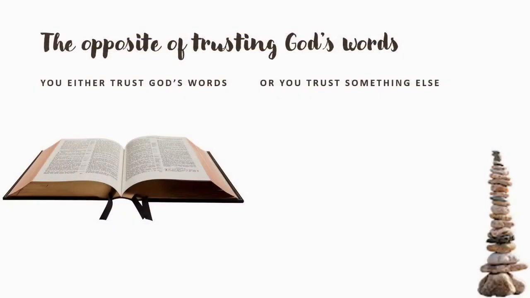All right, so let's move on then to the opposite of trusting in God's word. You either trust God's word, or you trust something else. No one trusts nothing. Okay, so Leighton Talbert says, the opposite of trusting God is trusting the wrong thing. Now, the Christian with a hairline fracture in his faith trusts God's words mostly. But there are doubts. The objective of this study is to reduce doubts and increase trust.